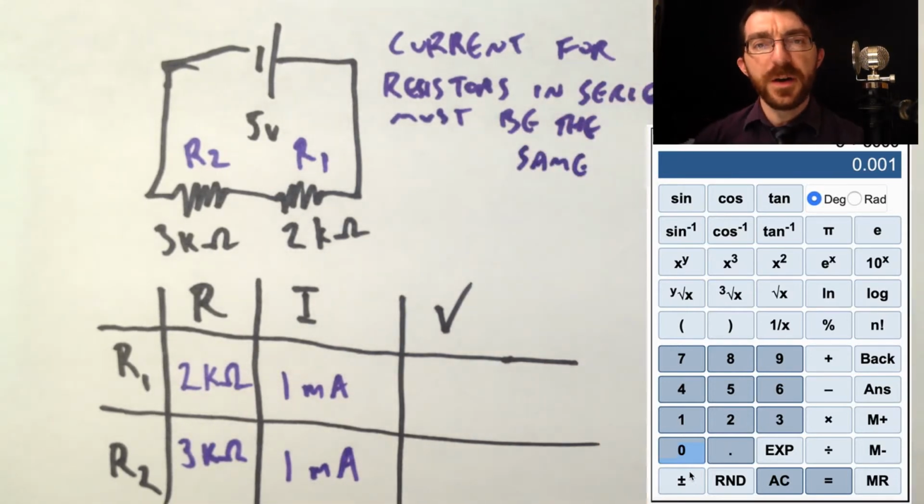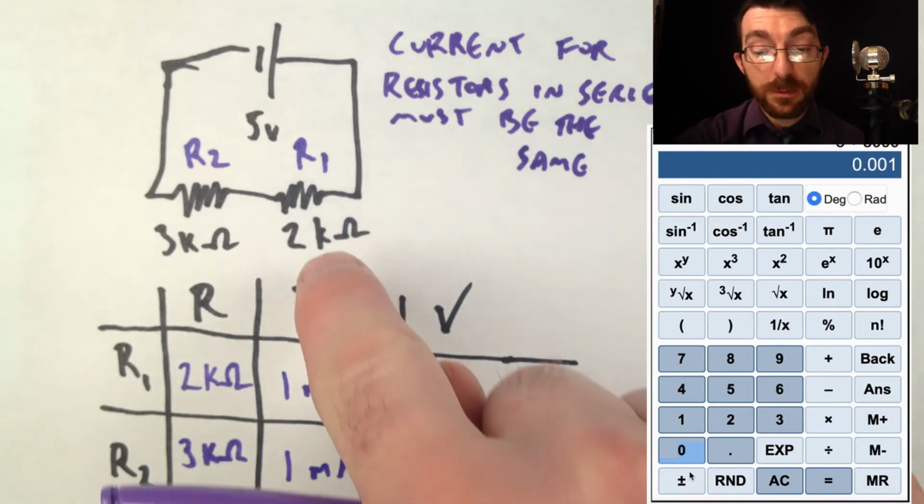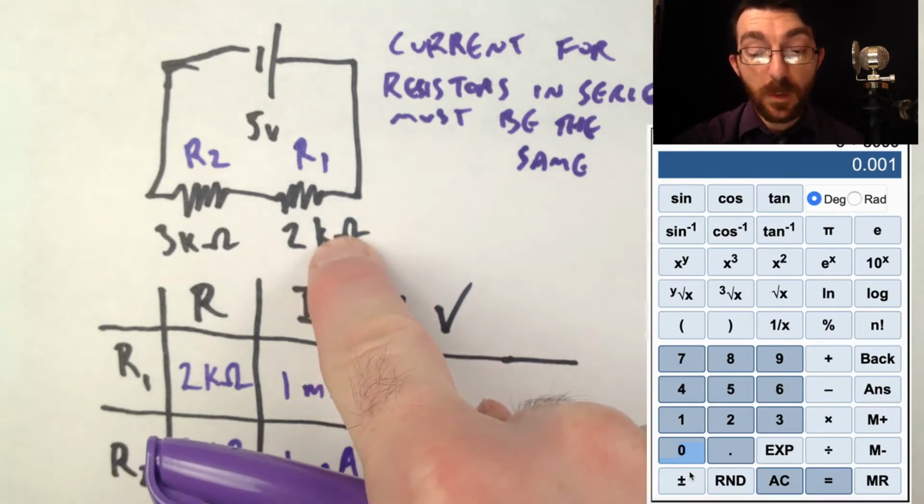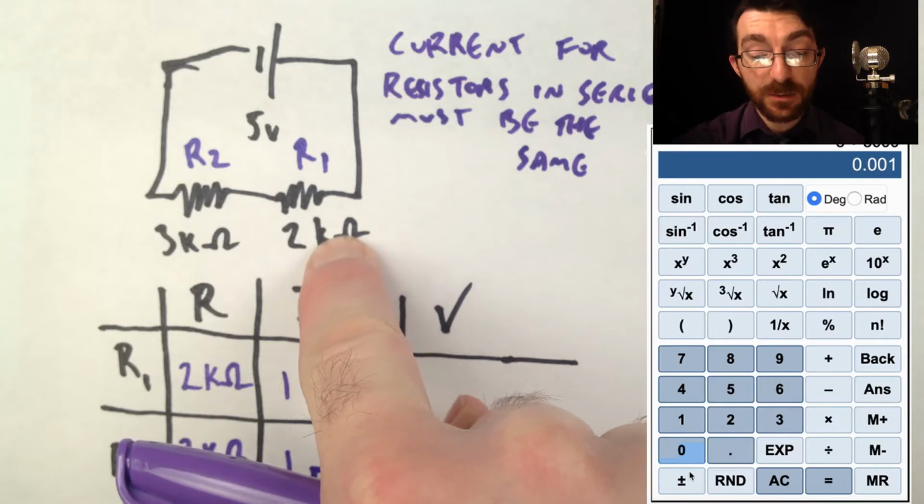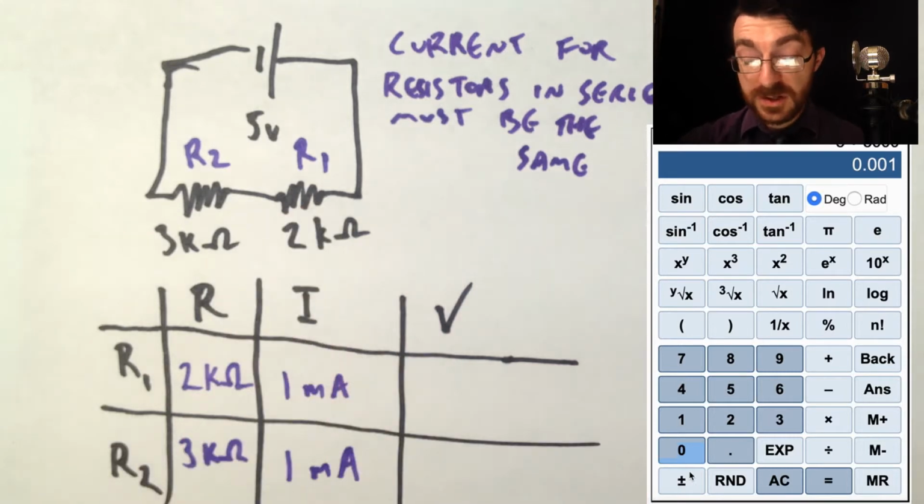What about the voltage, though? So it turns out the voltage is what is going to be different. We can look at this two different ways. We know what the current is through resistor 1. We also know what the resistance is through resistor 1. That's actually two of the terms in Ohm's law.